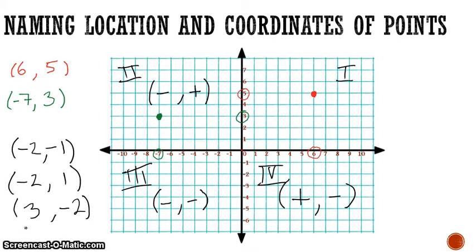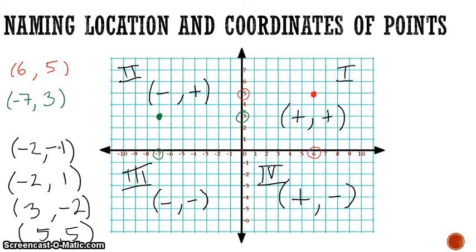And then the first quadrant is really easy. The first quadrant is both positive. So if I gave you 5, 5, they're both positive. Positive numbers here, positive numbers here. So it would be in the first quadrant. So positive, positive. And notice, I didn't ask you to actually plot these. I just asked you which quadrant they would be in.